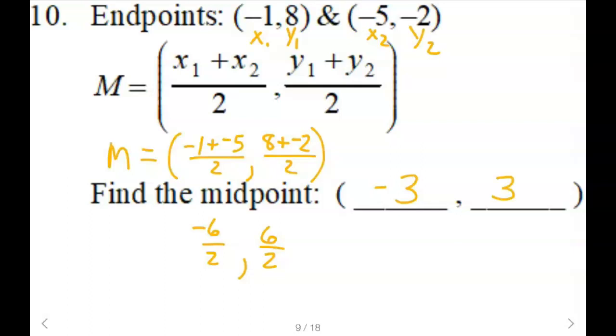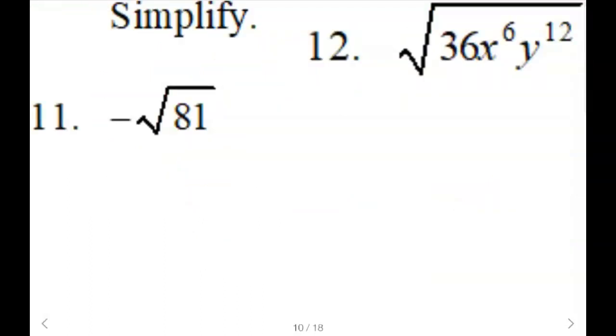That's the midpoint between those 2 points. You could graph all 3 points and hopefully confirm that the midpoint is halfway between those points. Number 11, the negative square root of 81, negative 9. Number 12, square root of 36 is 6.